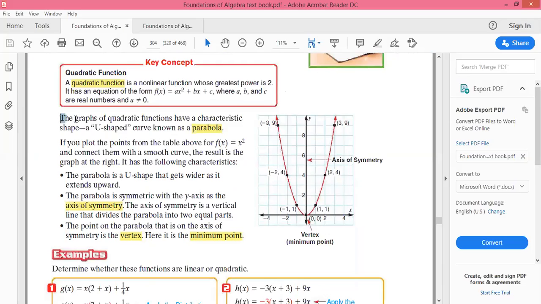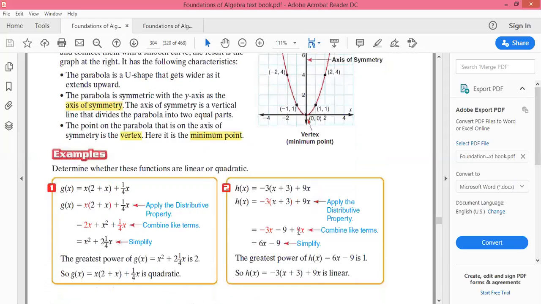The graph of a quadratic function has a characteristic shape, a U-shaped curve known as a parabola. If the graph looks like a U shape, it's opening upward. Can you see this graph? It's opening upward. We call it a parabola. Or sometimes you will see that it's opening downward.